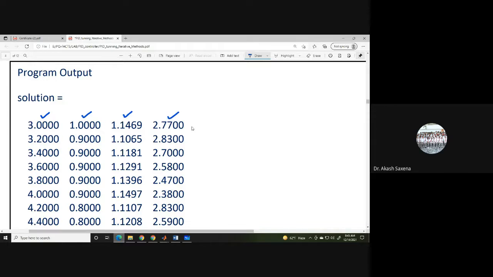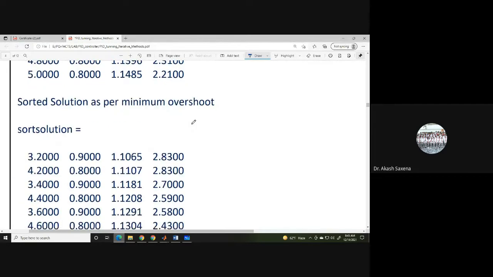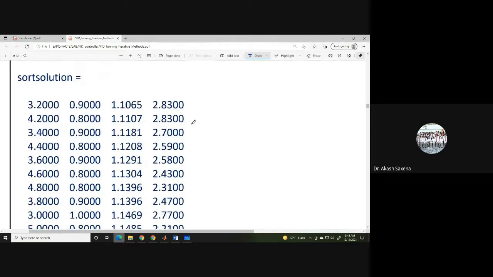So this can be probable solution 1. Here also this can be probable solution 2. This can be probable solution 3. And now you will be able to see that these are actually written in these solutions. So when we sort solutions, you will be getting the solutions in ascending order. So this is 1.1, 1.11, 1.1181, 1.12, 1.129, 1.3. So according to the maximum peak overshoot, the solution is sorted.